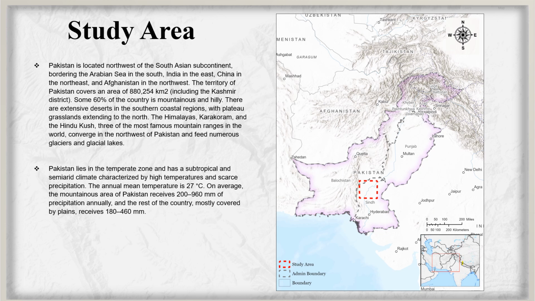Pakistan lies in the temperate zone and has a subtropical climate characterized by high temperatures and scarce precipitation. The annual mean temperature is 27 degrees Celsius. On average, the mountainous areas of Pakistan receive 200 to 900 millimeters of precipitation annually, and the rest of the country, mostly covered by plains, receives 180 to 460 millimeters.